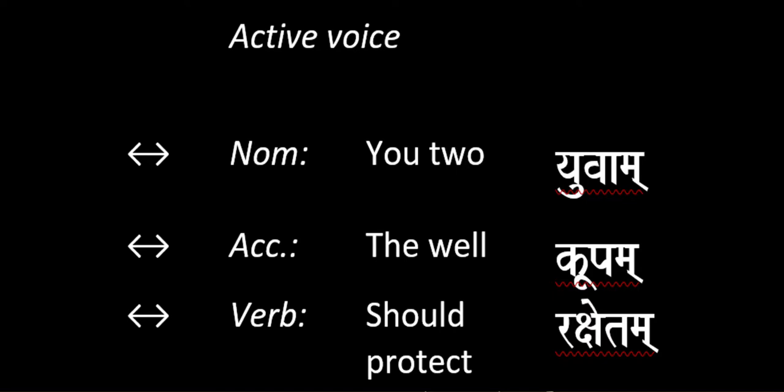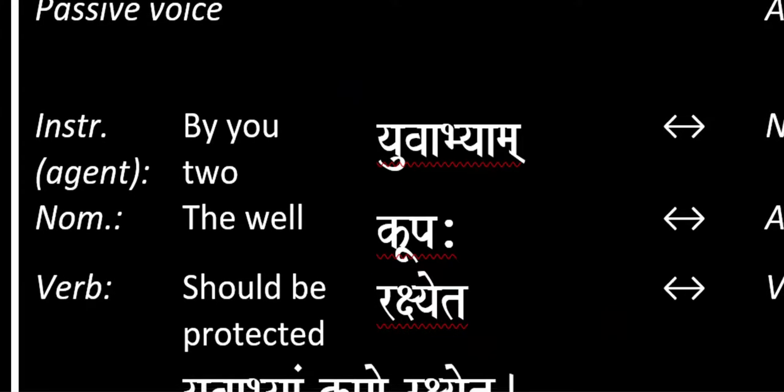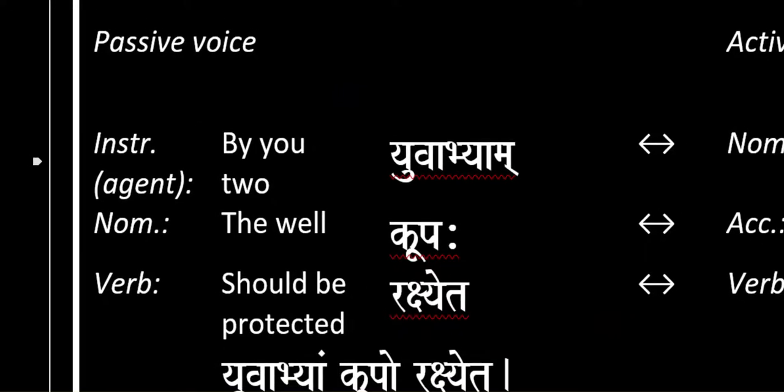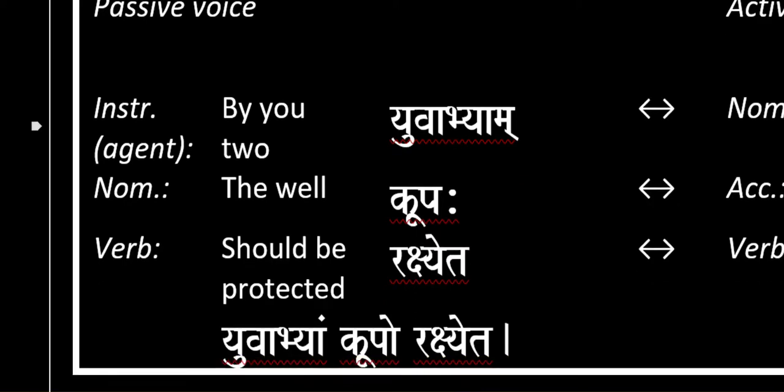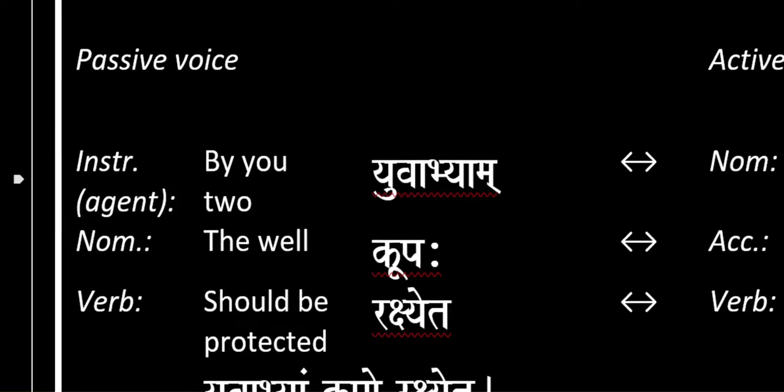So that verb is agreeing with whatever is in the nominative case. In the active voice, you two is in the nominative case. So that's why it becomes the active potential mood. We have rakshetam. So that is why for the passive voice, you would have yuvabhyam kupaha rakshyeta. It will become yuvabhyam kupo rakshyeta for the passive voice.